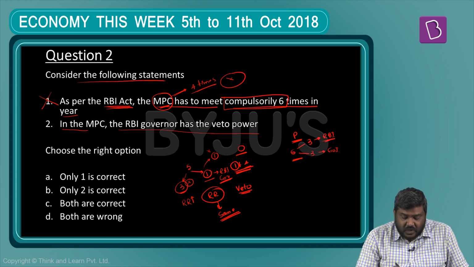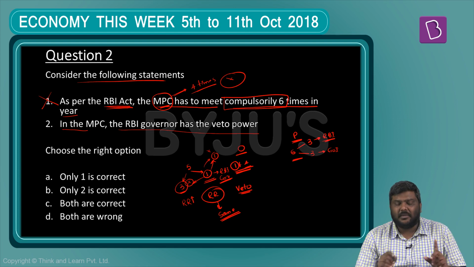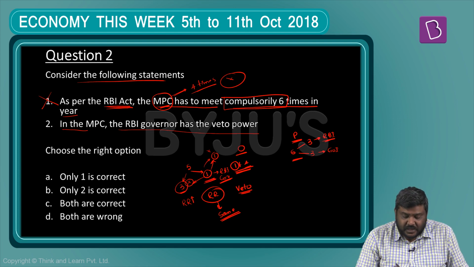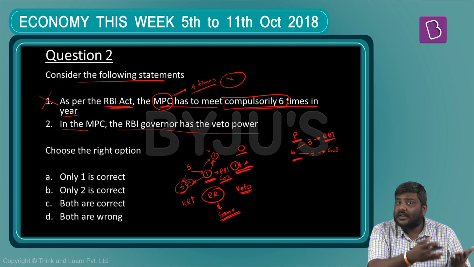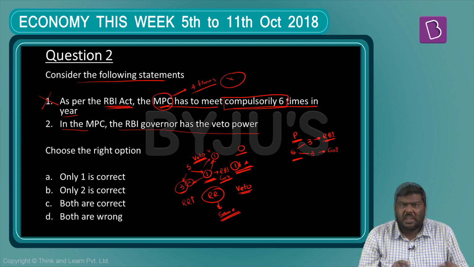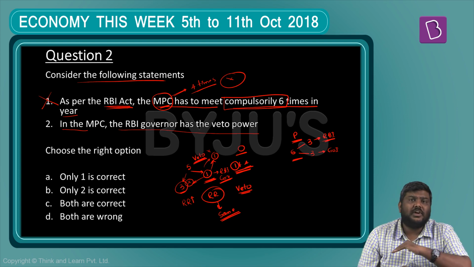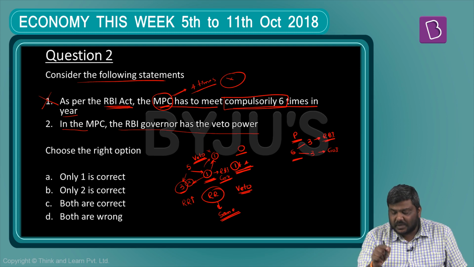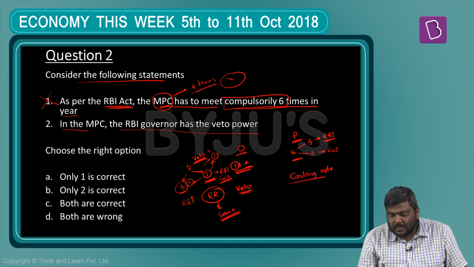Why? The will of RBI governor will prevail over the will of the remaining 4 people in the committee. Hence, it is said that RBI governor in the earlier system had veto power. He could simply nullify the viewpoint of the remaining 4 people. Whereas in the present context, RBI governor has got casting vote.